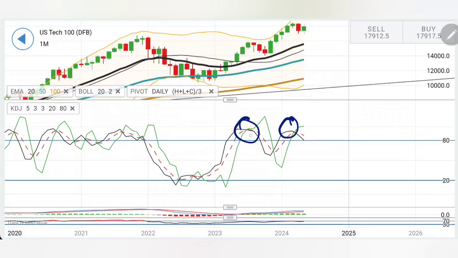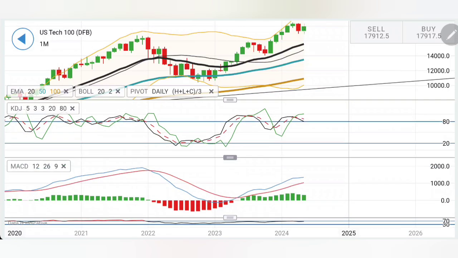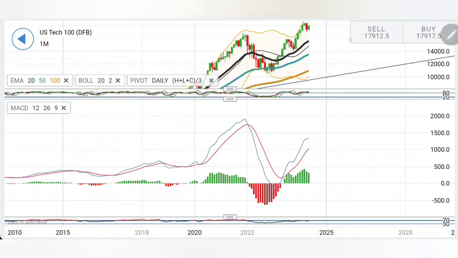Stochastic is overbought. See what has happened here. It can happen, and this time it is going to be a bigger one. So be watchful. Look at MACD. This is the only thing which is suggestive of bullishness on the monthly charts. At the year beginning, I mentioned that Tech 100 is bound to rally. It has crossed over, and we may see it continuing with the up move.